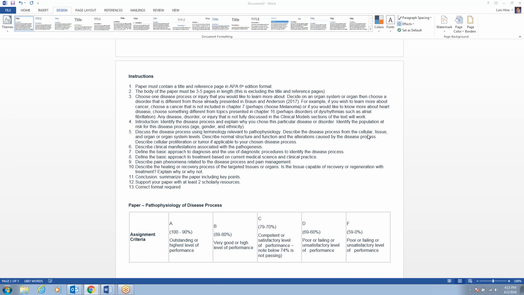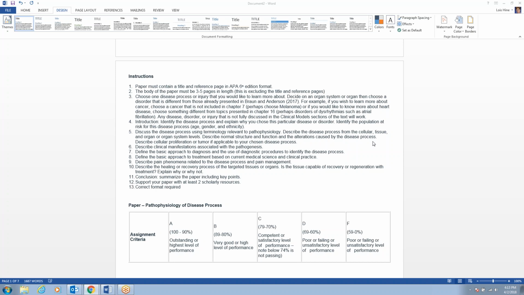In my case with AFib, it's going to talk about conduction and electrical conduction through the cells. So I might have specific cells involved. Tissue would be muscle tissue. So anyway, look it up. If you have a question, ask your teacher, but just so you're covering it from all aspects. Describe the normal structure and function of this organ system, or the organ, or the cells, or the tissues. How should they normally behave, and what's the alteration caused by the disease process?